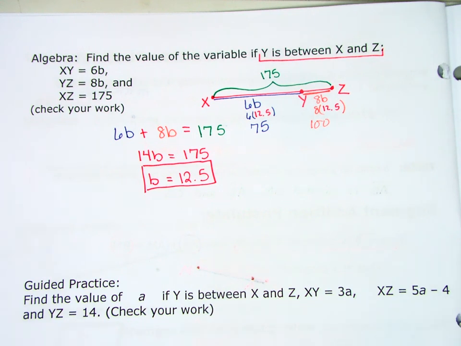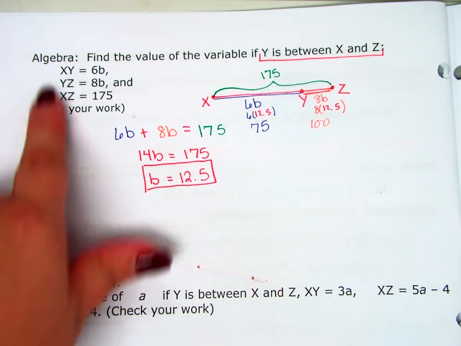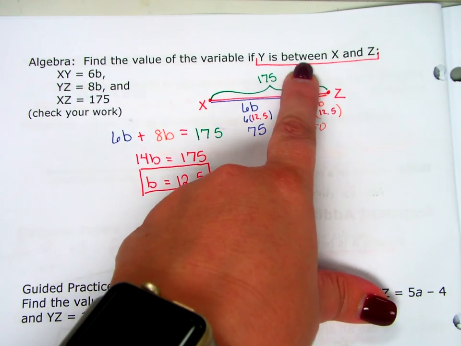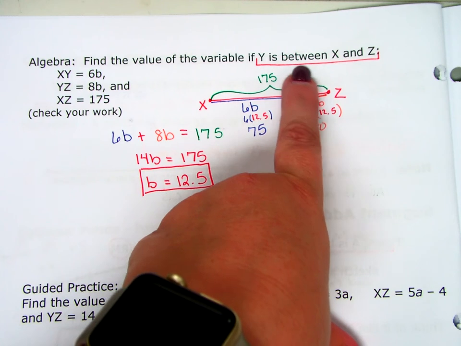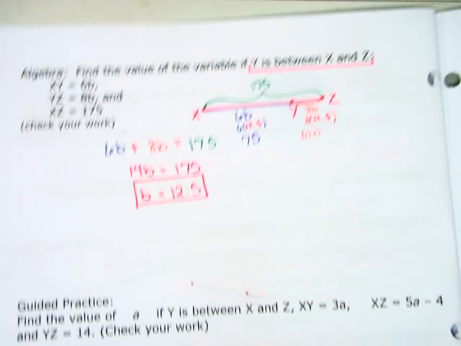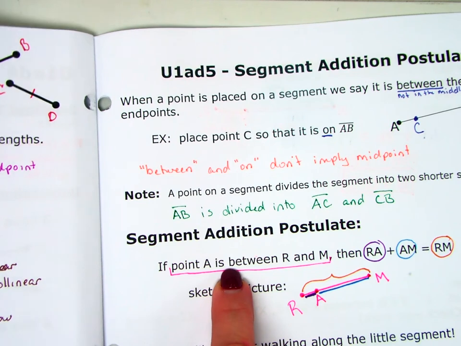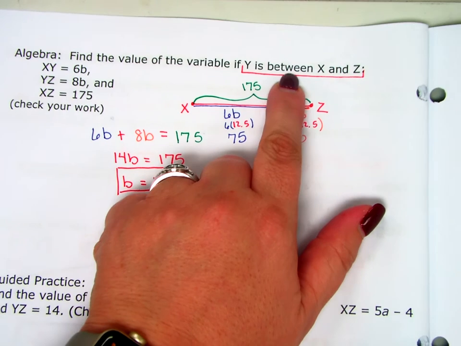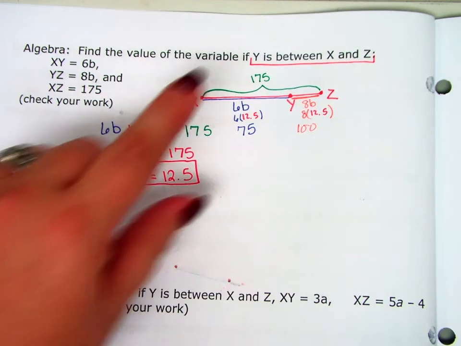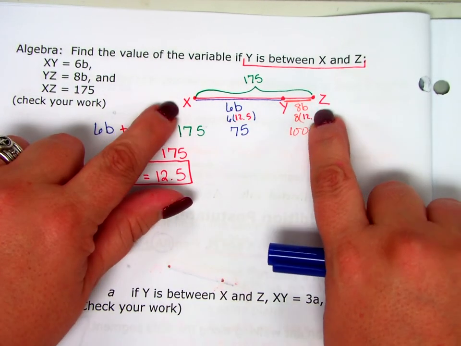Okay? If we were going to do this as a proof, how many givens do you think we have here? 3. We have 4 givens. I have to write this one down as a given, because remember, I told you in order to use the segment addition postulate, you have to have that a point is between two other points. So you would have to write this as a given, and then after you wrote that, then you could write that xy plus yz equals xz.